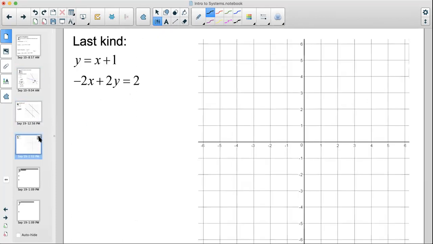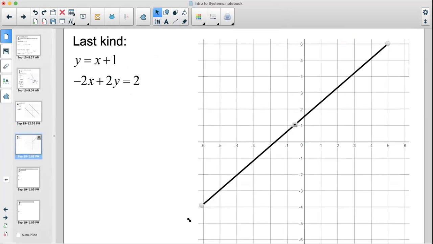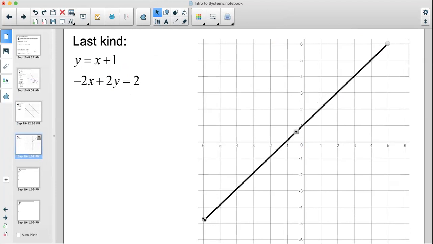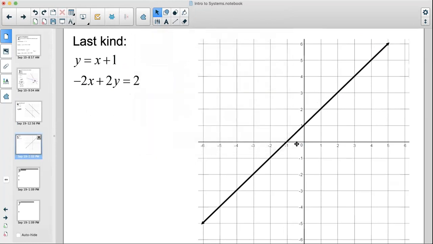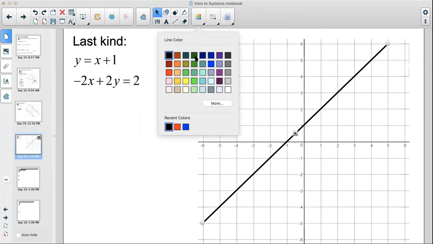The third possibility is this kind, y equals x plus 1 and -2x plus 2y equals 2. So I can graph this first line, y equals x plus 1. It's going to have a slope of 1 and go through 1. So it's going to look something like this, and it will go on to the edge of the graph. And there's your line, that's y equals x plus 1. I'll make it blue, just so we have it identified as blue.